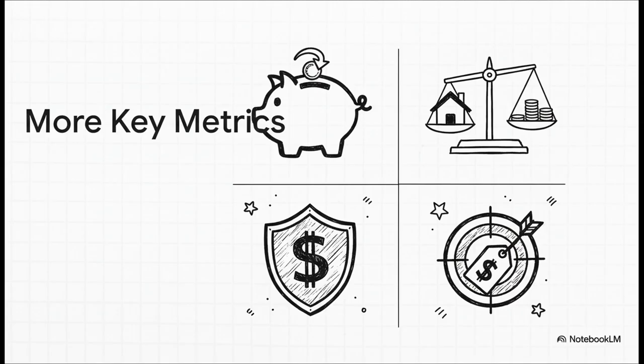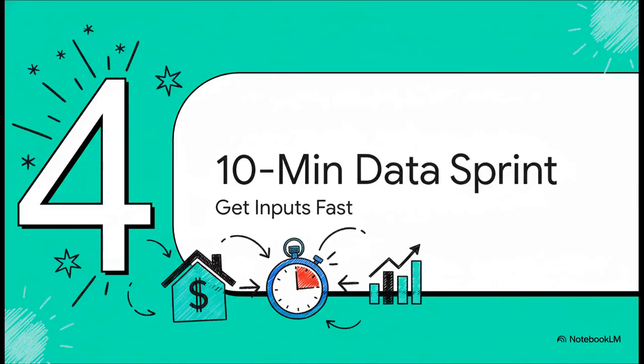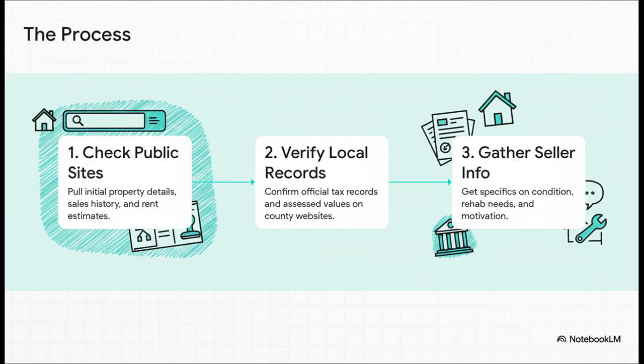So, the big question is, how do you get all this data without spending days digging for it? Well, welcome to the 10-minute data sprint. This is your system for getting what you need, fast. The process couldn't be simpler. Step 1, check the big public websites for a quick overview. Step 2, verify the important stuff, like taxes, with local records. And Step 3, grab any specific details you can get directly from the seller or their agent.